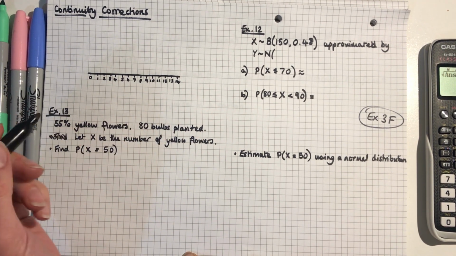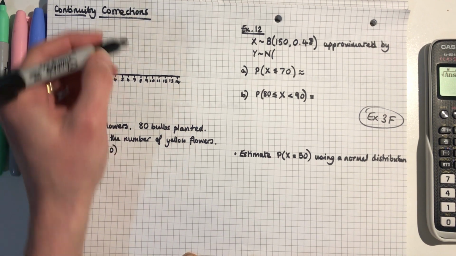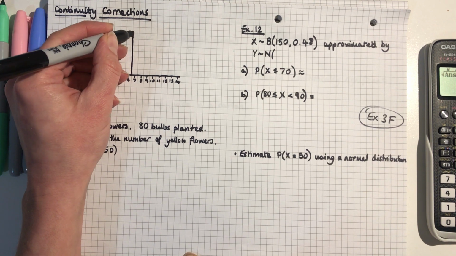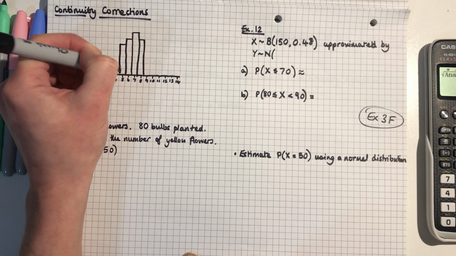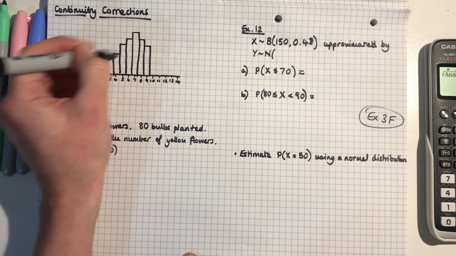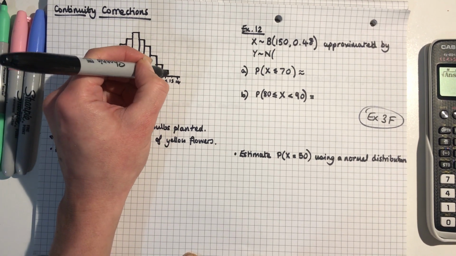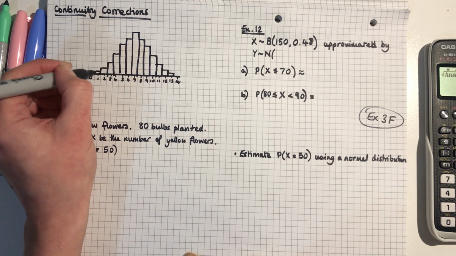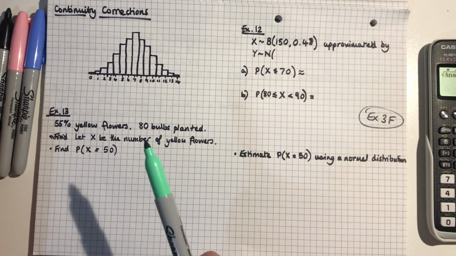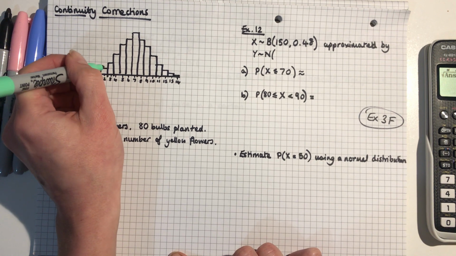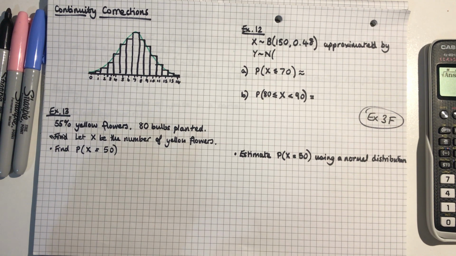So let's quickly and very roughly draw a relatively symmetrical looking binomial distribution. We'll make the mean around about 7, and as we come down each side, we remain symmetrical, something a bit like this. So we've got a pretty symmetrical looking distribution there, which means we can approximate it with a normal distribution. I've drawn the normal distribution curve on there.